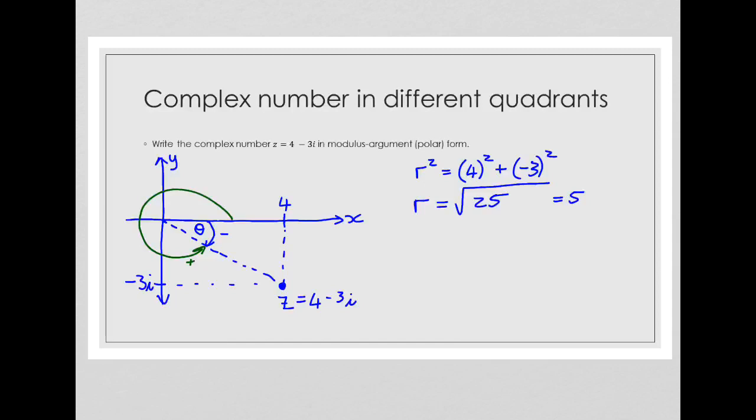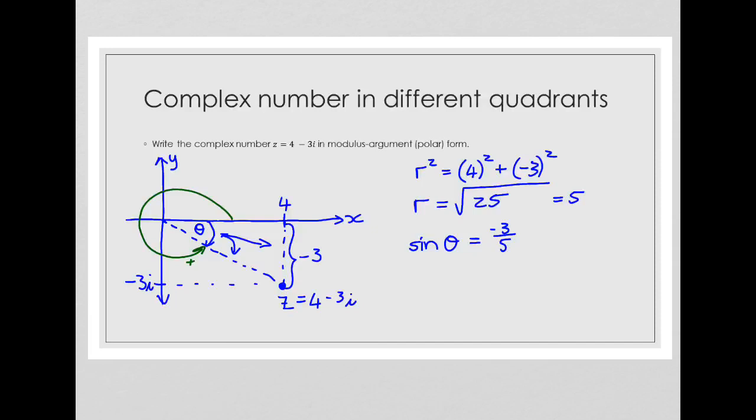Remember that this distance here is negative. The distance is positive 3, but my value here is negative 3. So to get theta, I can choose any trigonometric function or ratio. I'm going to use sine of theta, which is opposite over hypotenuse. So therefore, it's going to be negative 3 over 5.